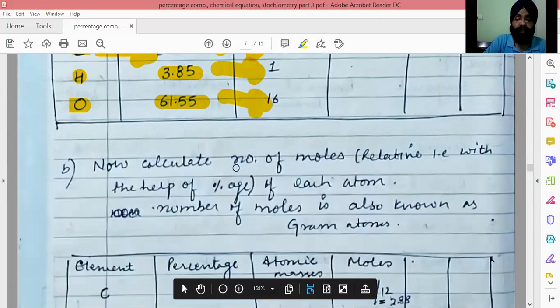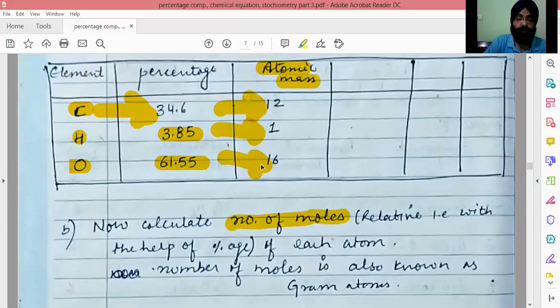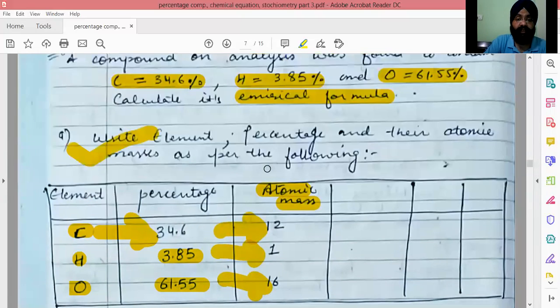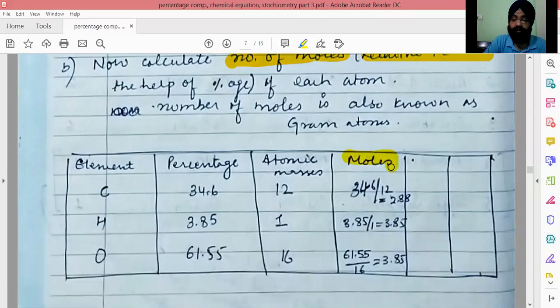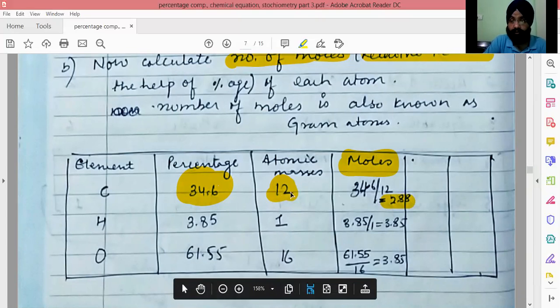Now in the second step, calculate the number of moles. You are not given any specific amount of the compound, so you will assume 100 as the total mass. So we are going to get the relative number of moles by assuming 100 parts of the compound. Next we will find the number of moles by taking this as a mass out of 100. The atomic mass is 12, and mass upon atomic mass will give you moles. We are assuming the total mass of the compound is 100.